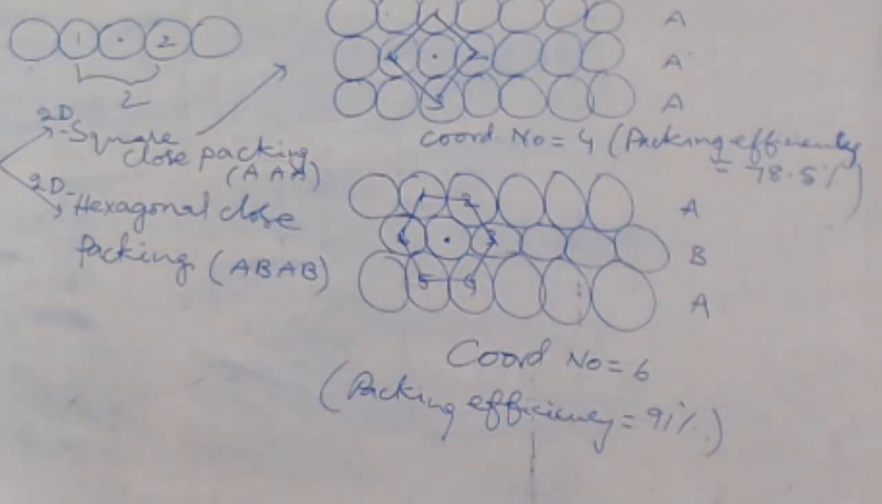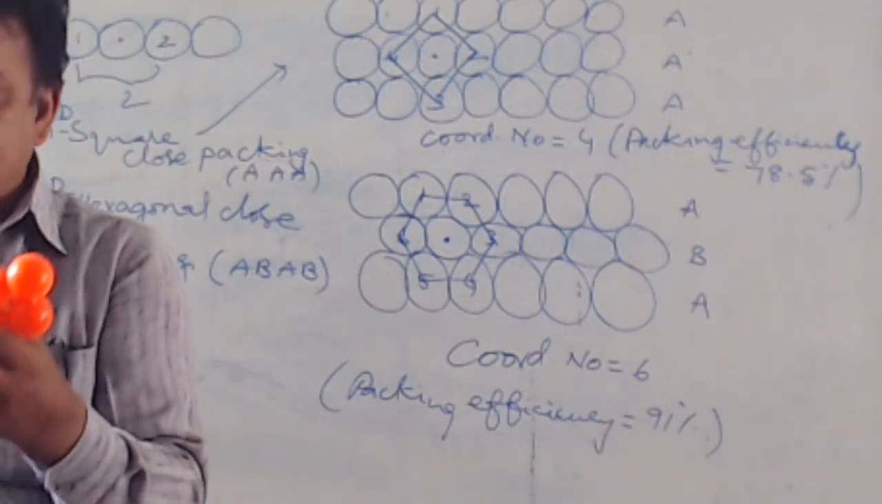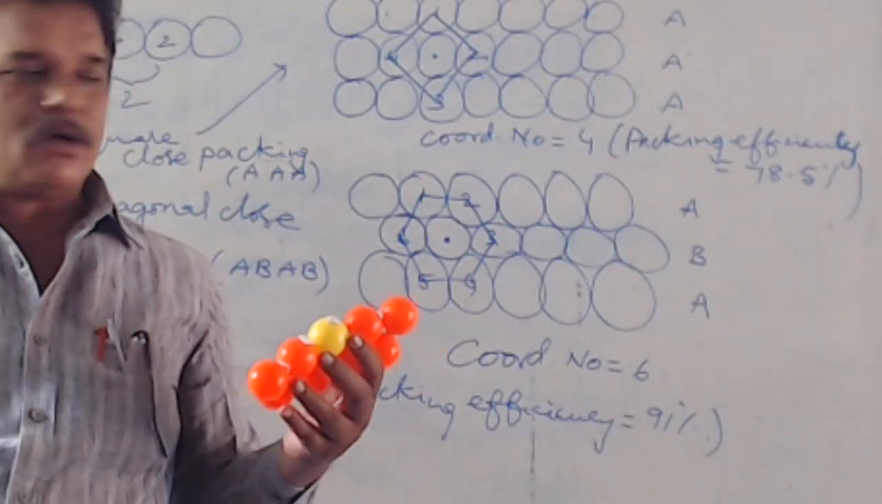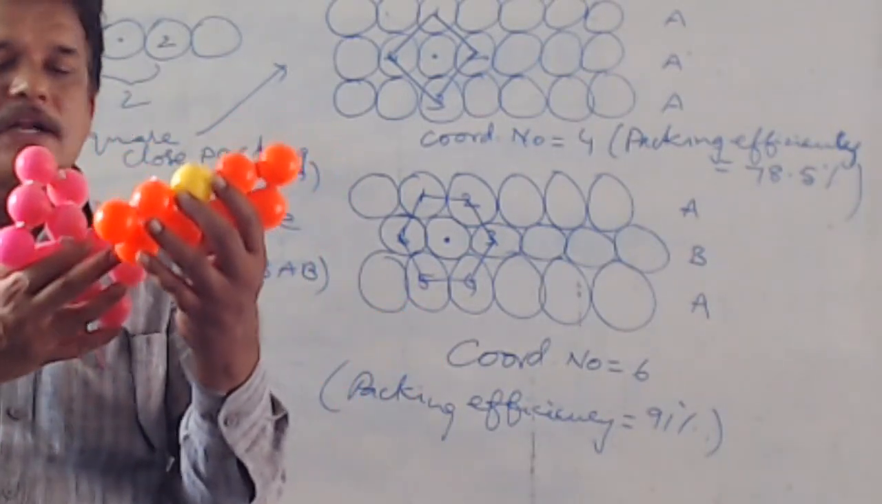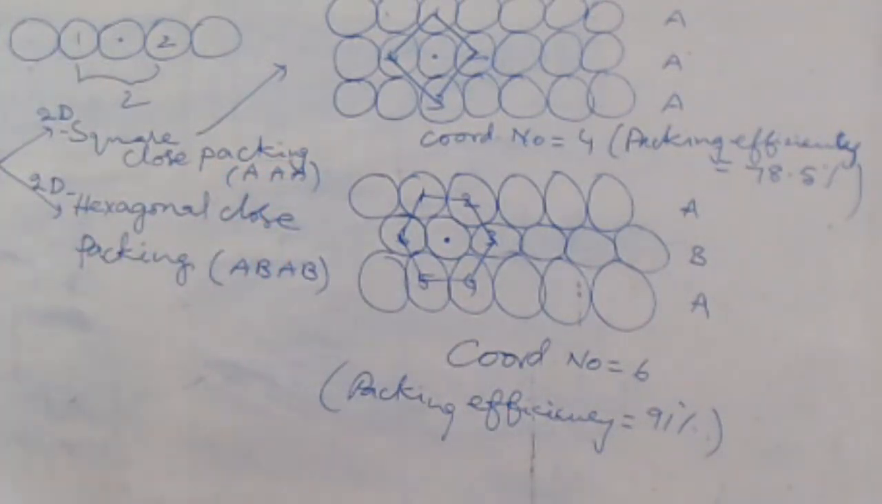This is square closed packing. So in square closed packing, we are getting more space between the particles. In hexagonal closed packing, we are getting less space between the particles. Next, 3-dimensional closed packing.